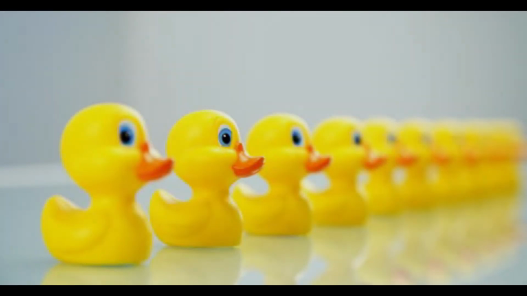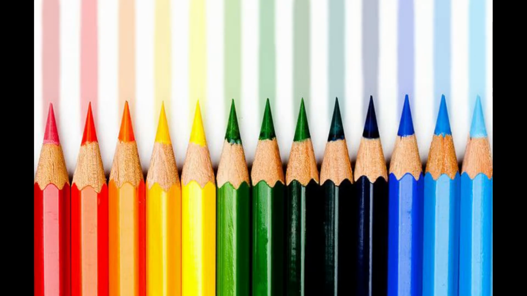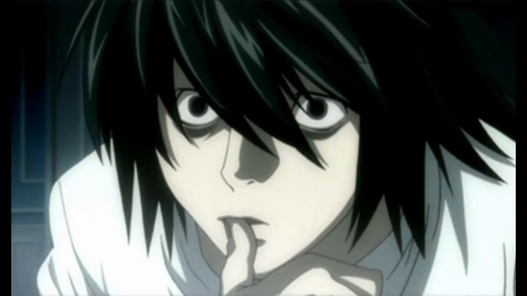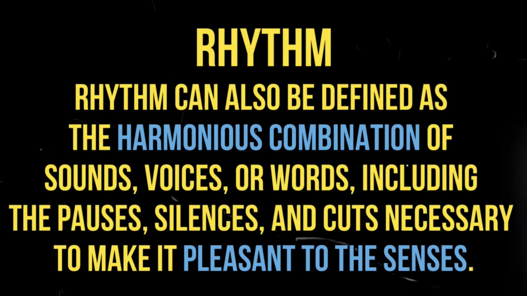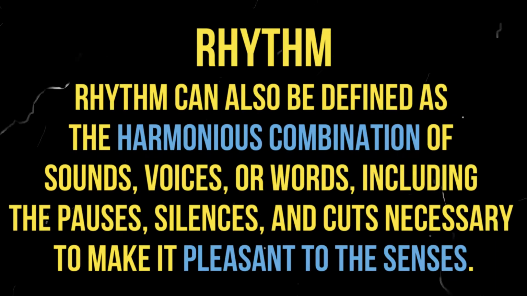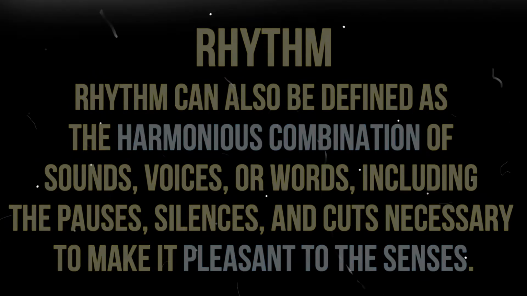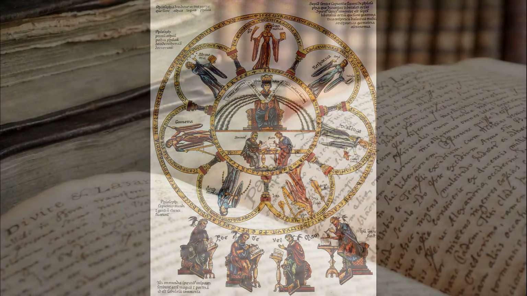Generally speaking, rhythm is an order in the succession of things. It is a controlled or calculated movement that is produced by the ordering of different elements. What? That definition might be a little confusing for a beginner, but don't worry, here's another one. Rhythm can also be defined as the harmonious combination of sounds, voices, or words, including the pauses, silences, and cuts necessary to make it pleasant to the senses. The arts, therefore, have rhythm as one of their main characteristics.